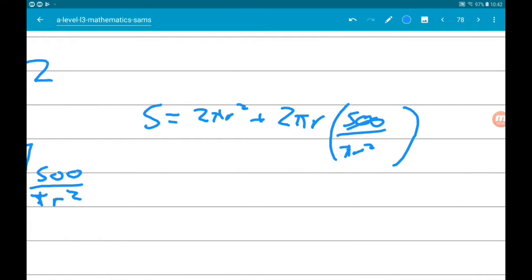Now, okay, so we have S is 2 pi r squared. Now the 2 in 2 pi r is going to multiply 500, so that's going to give us 1000. The pi's are going to cancel out, and one factor of r is going to cancel on the bottom, so we do just get 1000 over r.